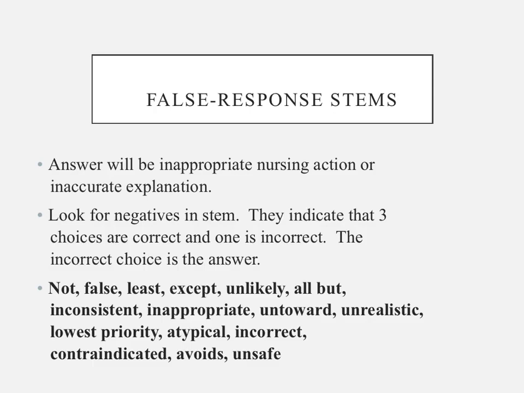So some words that you can pick up on that show a false response STEM are: not, false, least, except, unlikely, all but, inconsistent, inappropriate, untoward, unrealistic, the lowest priority, atypical, incorrect, contraindicated, avoids, unsafe. So here are some key words that will help you determine that you would be looking for one of the answer choices to be false, and then that one would be your answer to the question.